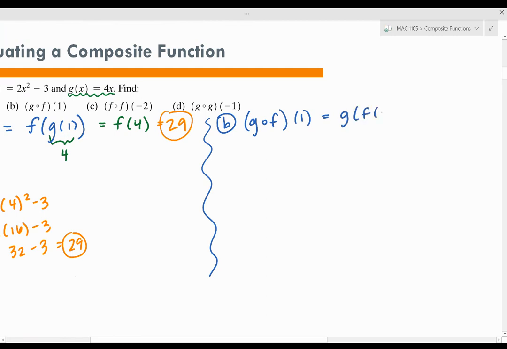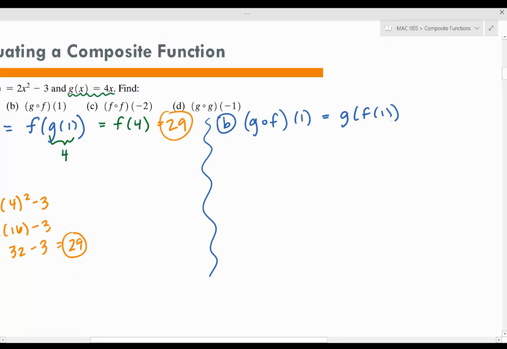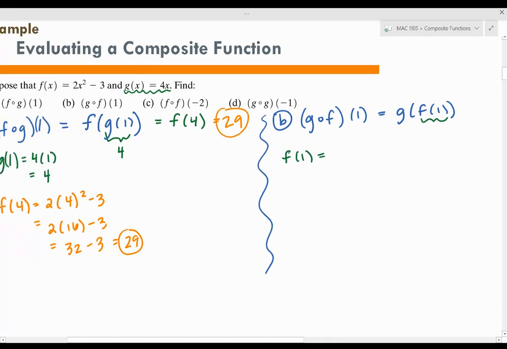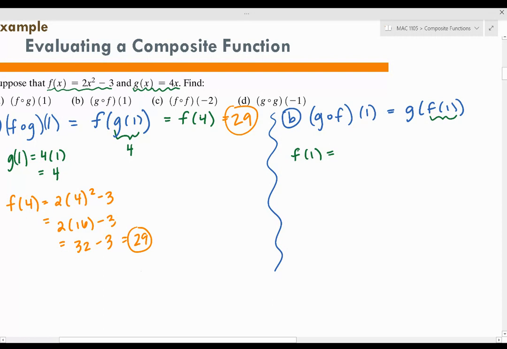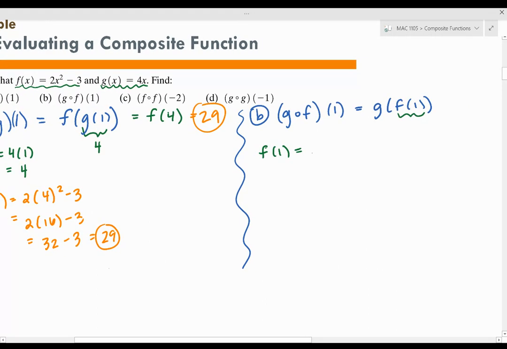All right, so once again, I'm going to write this problem the long-handed way. g composed of f of 1. I'm going to think about my dolls again, which means that I'm going to work from the inside out of this problem. So I'm going to find out what f of 1 is first. We're using these same f and g functions, so f of x is 2x squared minus 3. So that tells me I'm going to do 2 times 1 squared minus 3. 1 squared is 1, 2 times 1 is 2, minus 3, which is negative 1. So that means the inside function is negative 1.